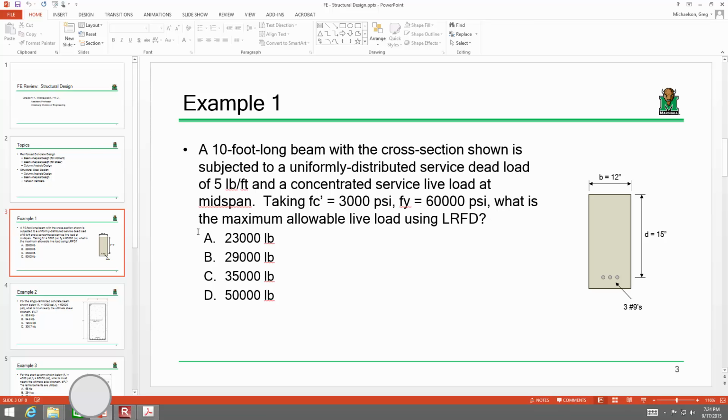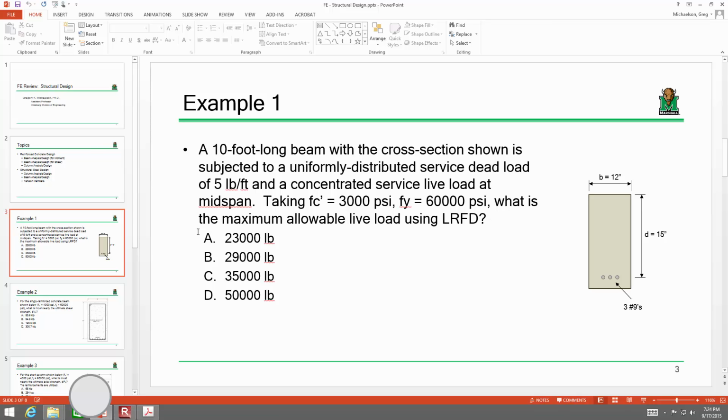All right, so I've got a beam that's 10 feet long, and it has this cross-section shown. And if you look at the cross-section, the numbers are actually fairly small. It's being subjected to a uniformly distributed service dead load of 5 pounds per foot and a concentrated service live load at midspan. They didn't give us the live load. So there's some point load at midspan. We don't know what it is yet.